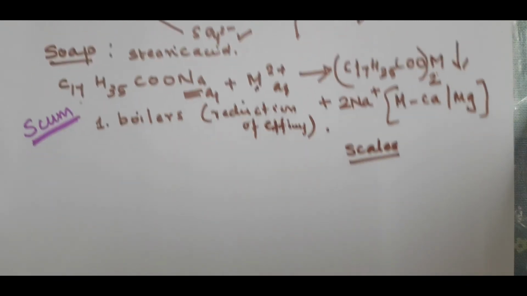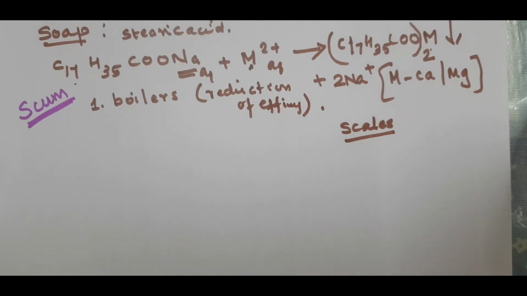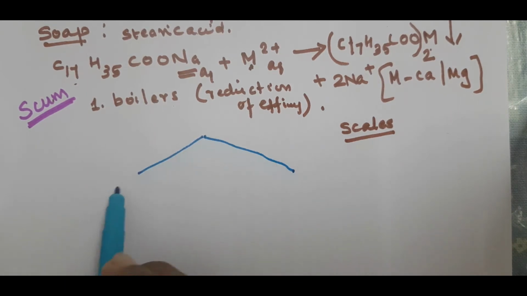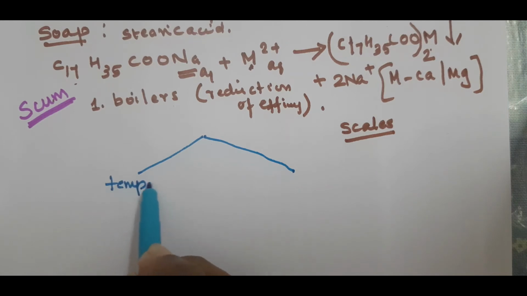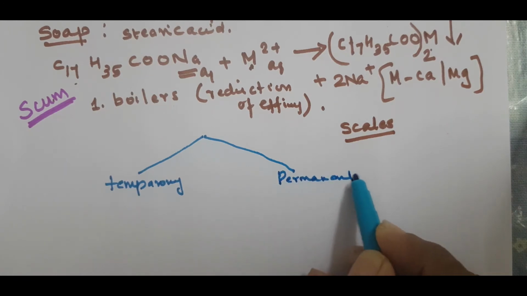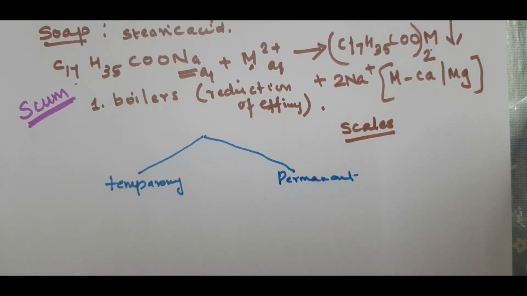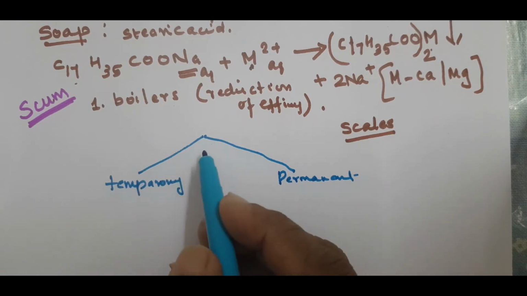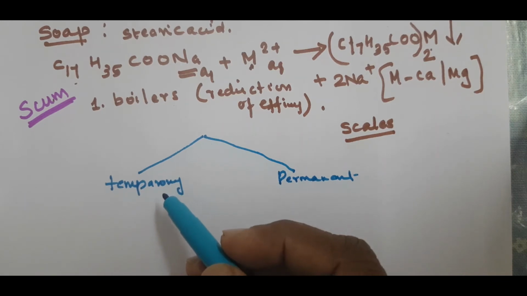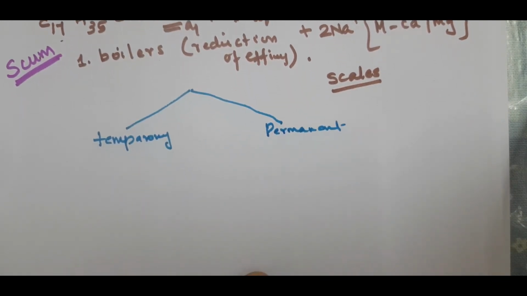Okay, now when you talk about the hardness of water, you can mainly divide this hardness into two types. One is the temporary hardness, and the other is the permanent hardness. From the name itself, you know what a temporary hardness is and what a permanent hardness is. Temporary hardness means it is only temporary. Permanent hardness is throughout. So the hardness of water can be of two types: temporary hardness and permanent hardness.